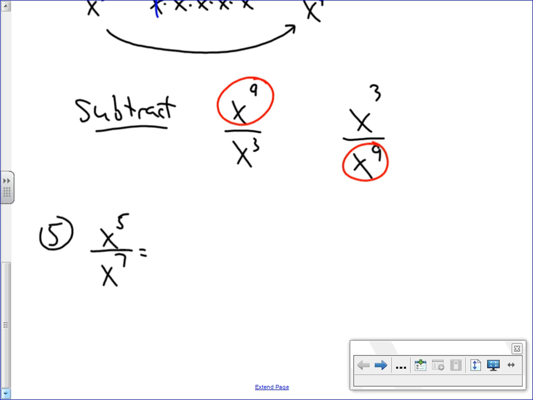Without having to expand. I have 5 x's in the numerator and 7 in the denominator. If I expand it and cancel, all 5 of the ones in the numerator are going to cancel out. I'm going to give them 1. And 5 of the x's in the denominator will cancel out, and I'll be left with 2 of them, x squared in the denominator. Okay?